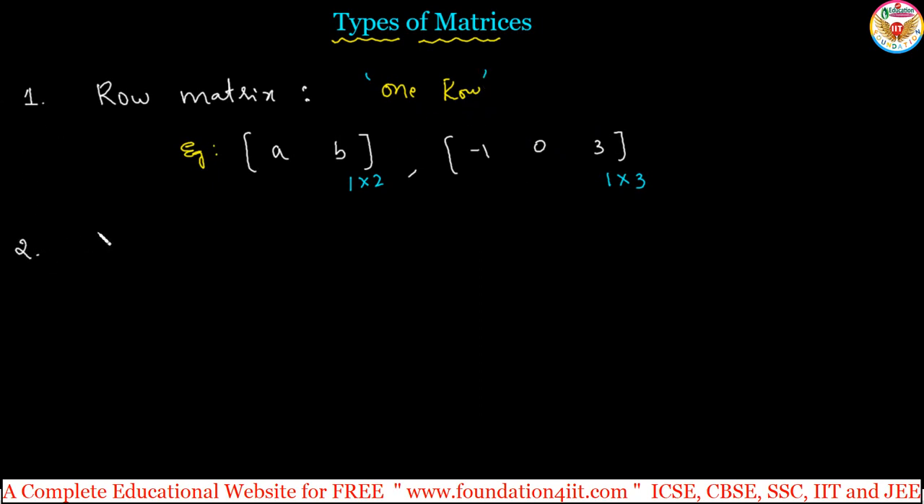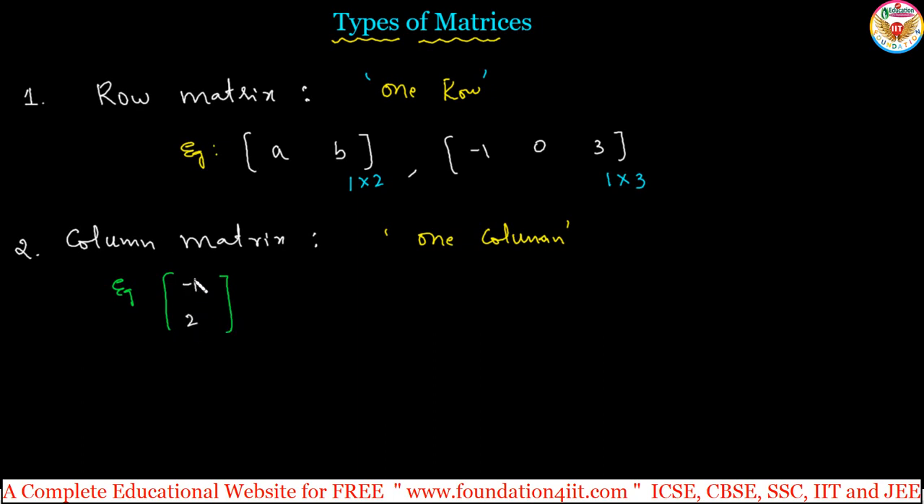Next one, column matrix. You can see the meaning in this. Row matrix has only one row, right? So a column matrix must have only one column. A matrix which has only one column is called a column matrix. See the example. There should be only one column.